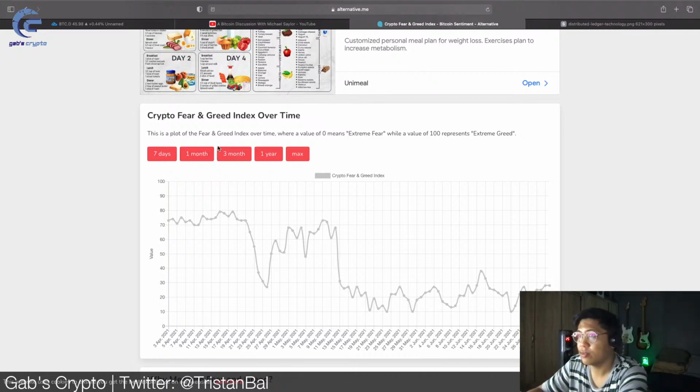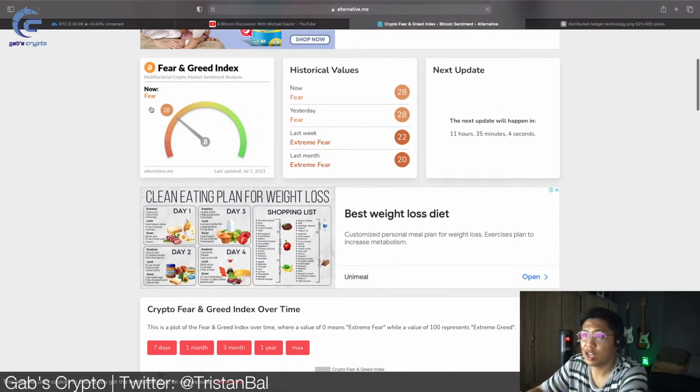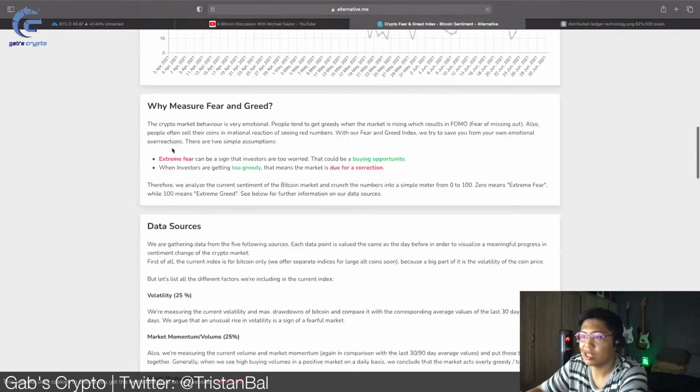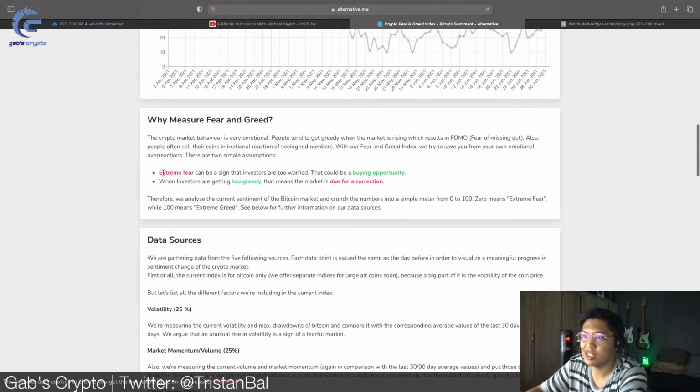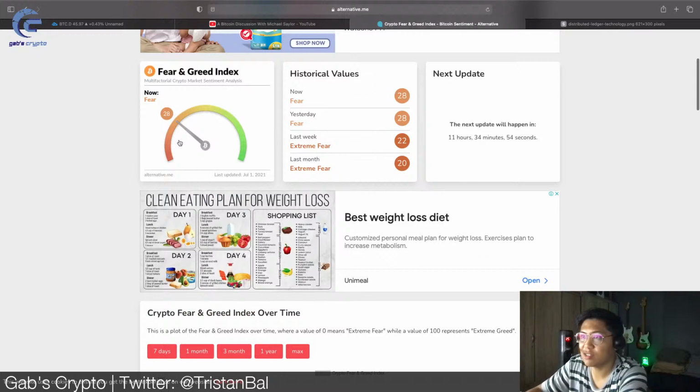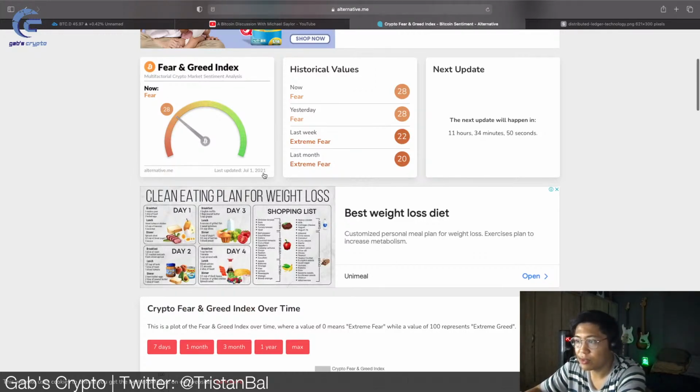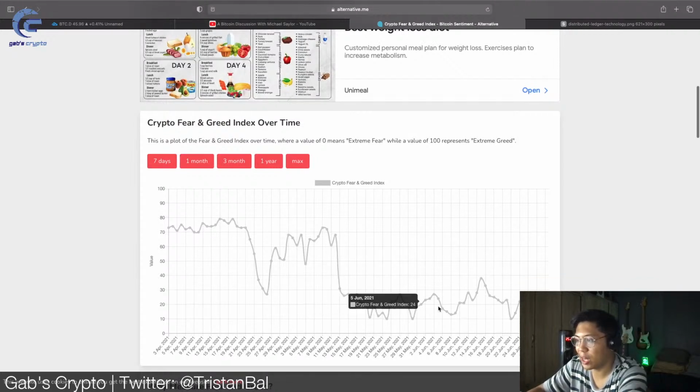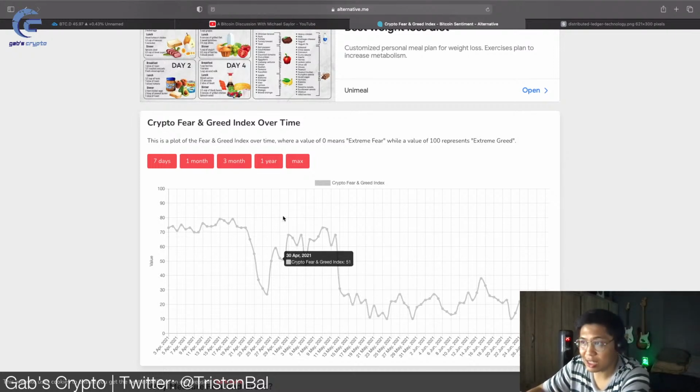But if we're in fear, that's actually the best time to buy, because extreme fear can be a sign that investors are too worried. That could be a buying opportunity. So that means when there's extreme fear or fear, that's the best buy. Best buy when there's extreme fear. That's why I tell you to keep buying during this period, because that's the best time to accumulate more coins. When everyone is fearful, that's the best time to be greedy.